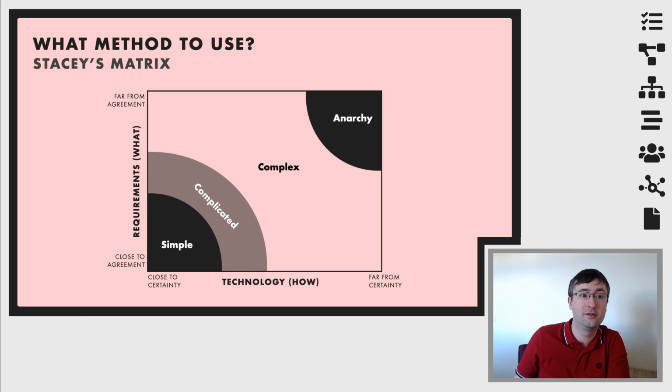There have been a number of different projects that have happened in the past where project managers have just said, we need to stop this because this project is not going to succeed, because we are way too away from agreement in terms of what we need to do and how we're going to be doing it.